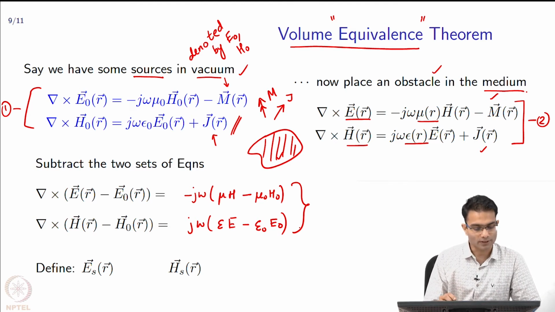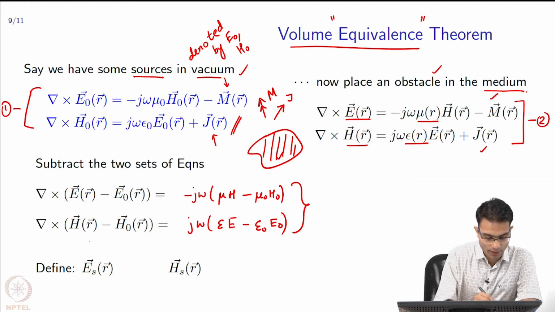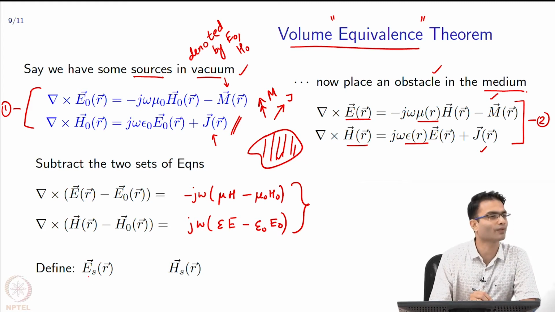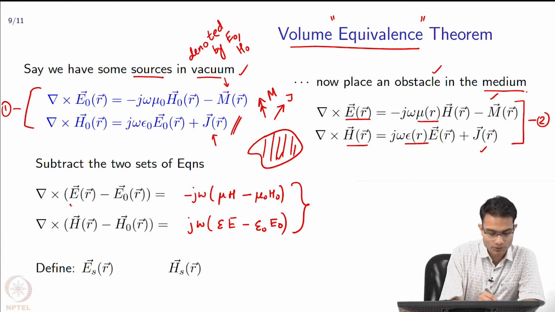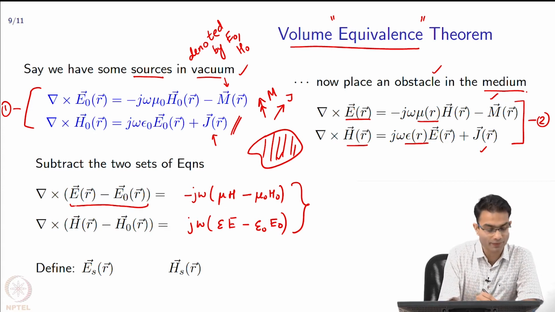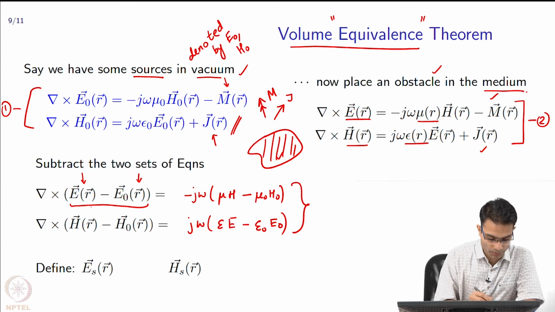Now, this is a good time to introduce one concept. There is a quantity called the scattered field. You have all heard this word, scattered field. So, what is the scattered field defined as? The difference between the electric field in the presence of the object and in the absence of the object. So, this term over here is defined as the scattered electric field.